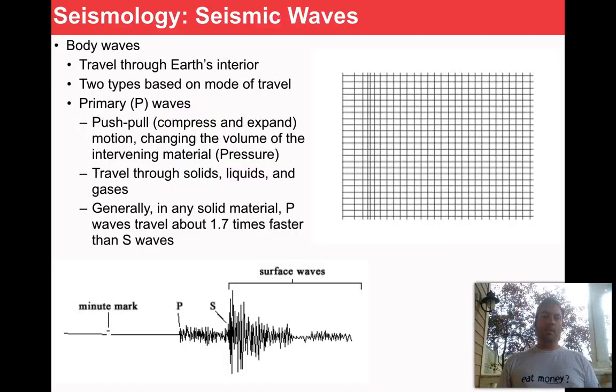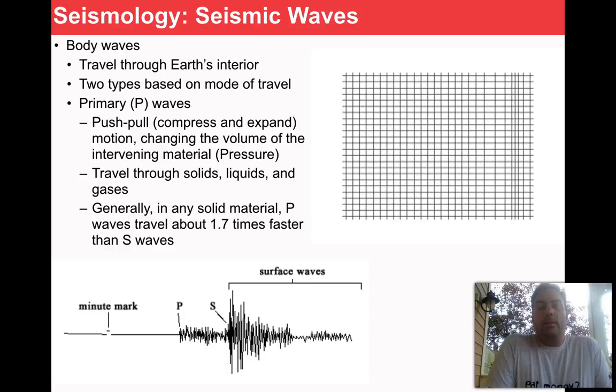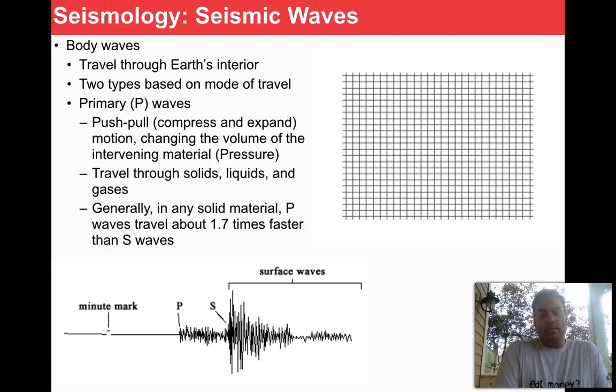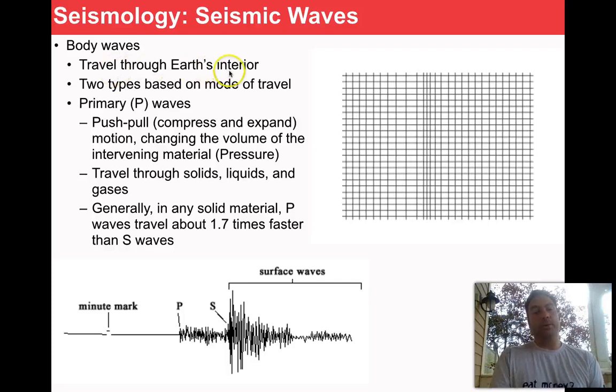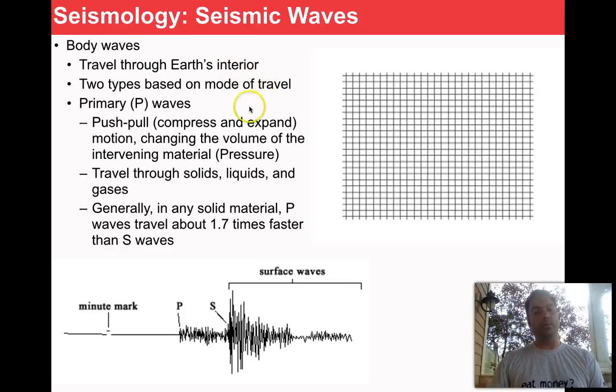So let's talk about the different kinds of waves. First off, there are several kinds of waves that are emanated from a single seismic event, a single earthquake. There are surface waves and there are body waves. The first group we're going to talk about are the body waves. Body waves are waves that can travel through Earth's interior. Surface waves are only up on the surface. We'll be talking about them afterwards.